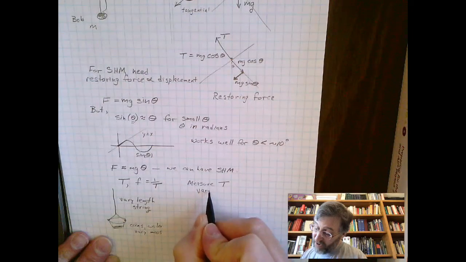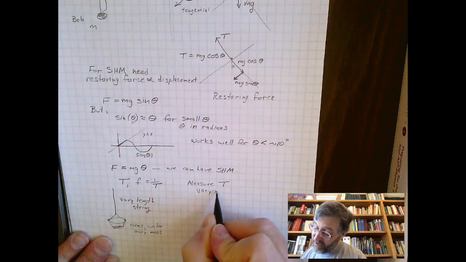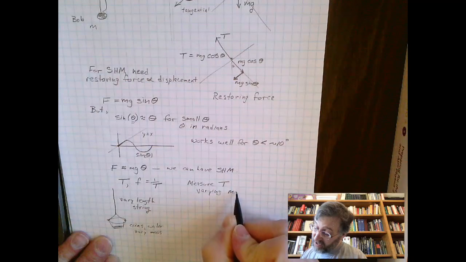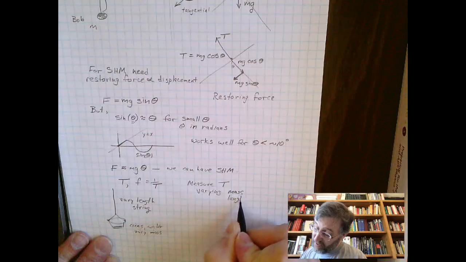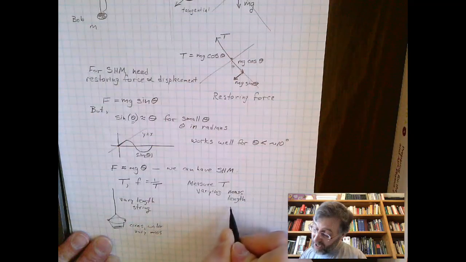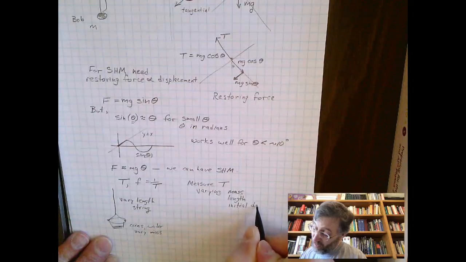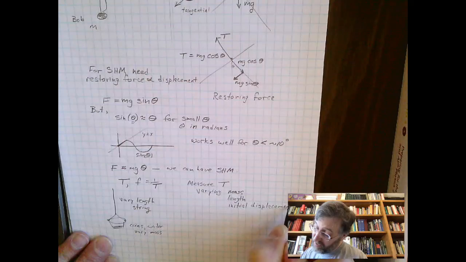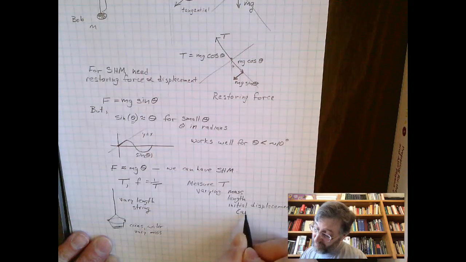And you can try varying the mass, the length, and the initial displacement, or what we call the amplitude. How big a swing is it?